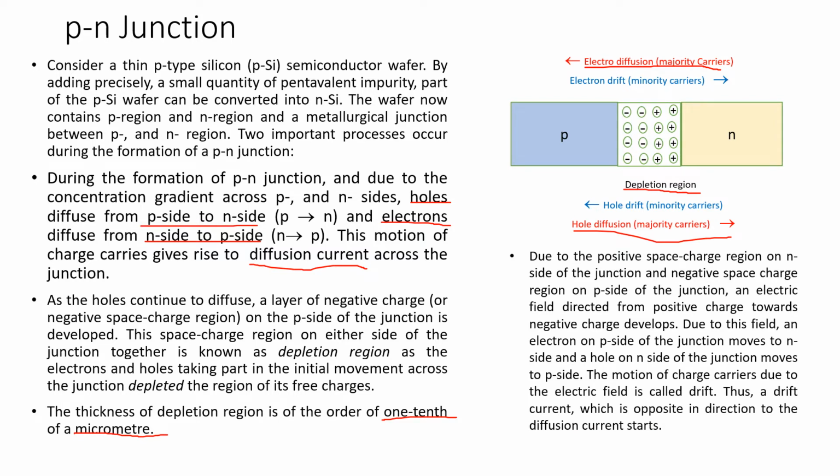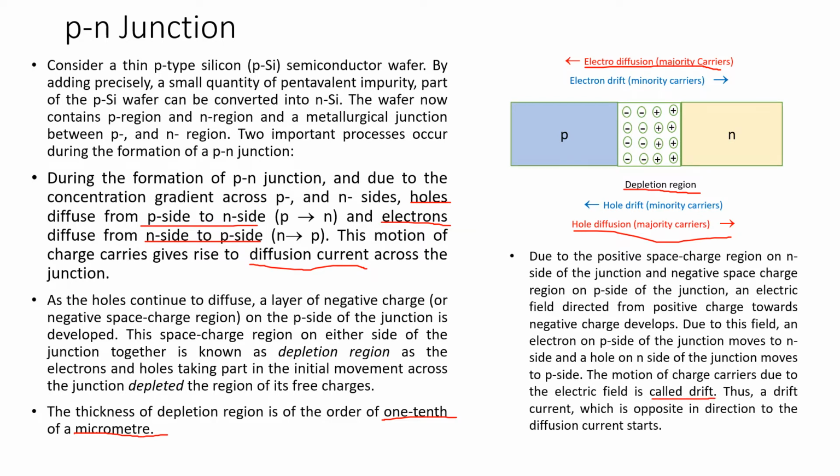Due to the positive space charge on the n side and the negative space charge on the p side, an electric field directed from positive charge towards negative charge is developed. Due to this field, an electron on the p side of the junction moves to the n side and a hole on the n side of the junction moves to the p side. The motion of charge carriers due to an electric field is called drift.